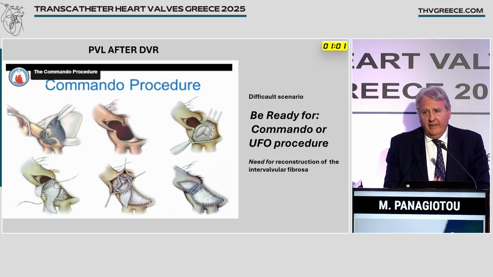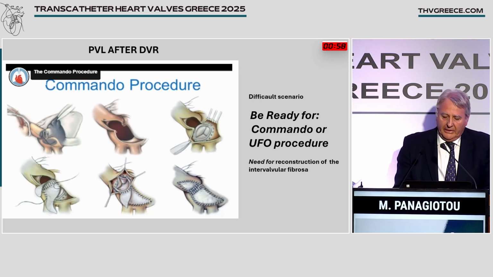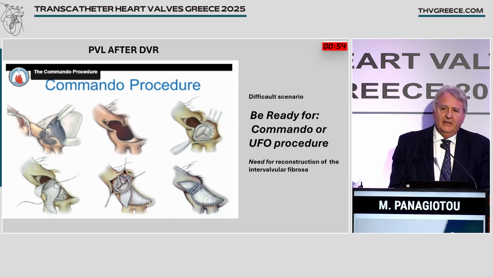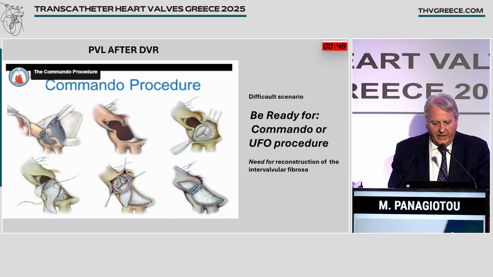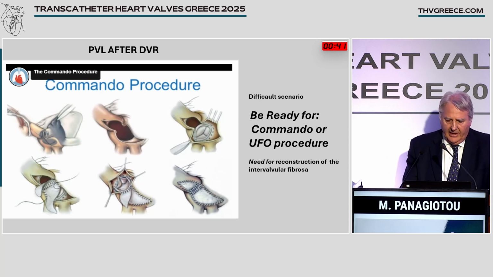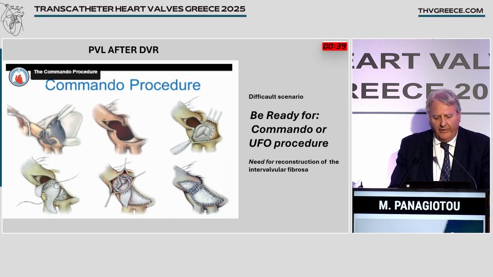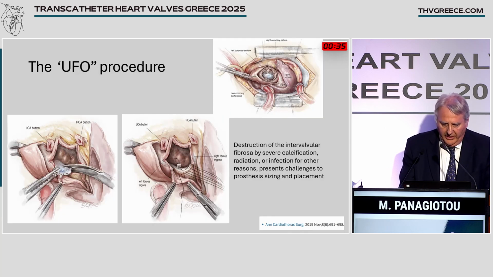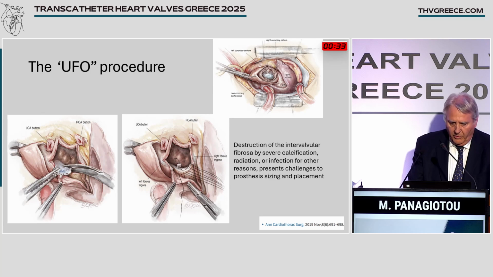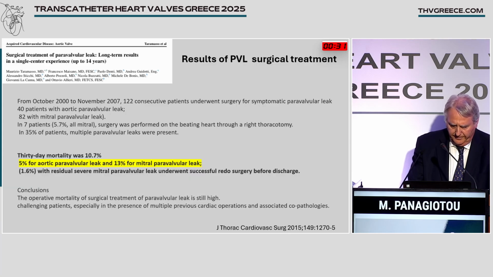If you have the unlucky condition to deal with a double valve replacement patient, you should be ready for the commando or UFO procedure. In this commando operation, you have to open 3 cavities, ascending aorta, left ventricle, left atrium, and reconstruct everything just to host the 2 implants. This is the UFO, a modification of the commando.